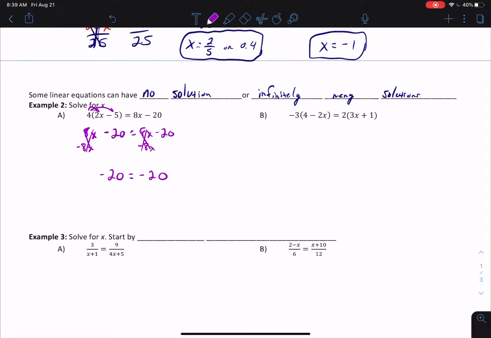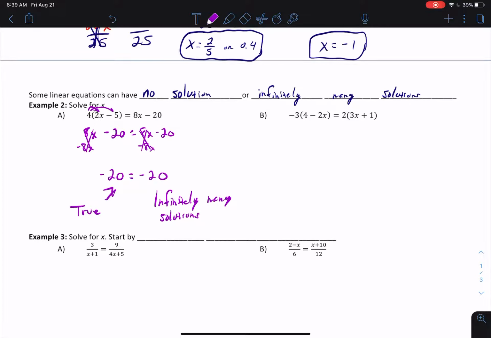Well, is that true? Yes, it is. This is true. Always going to be true. It's never not. Negative 20 will always equal itself. So since we get an always true statement, this is infinitely many solutions. And what that means is you can plug in any number you want for x, and it will always work. The left-hand side will always equal the right-hand side.